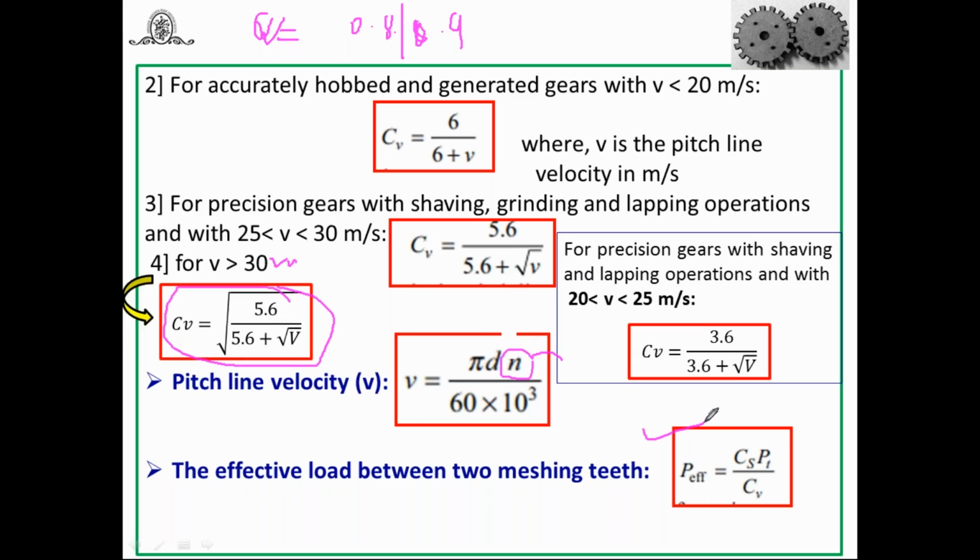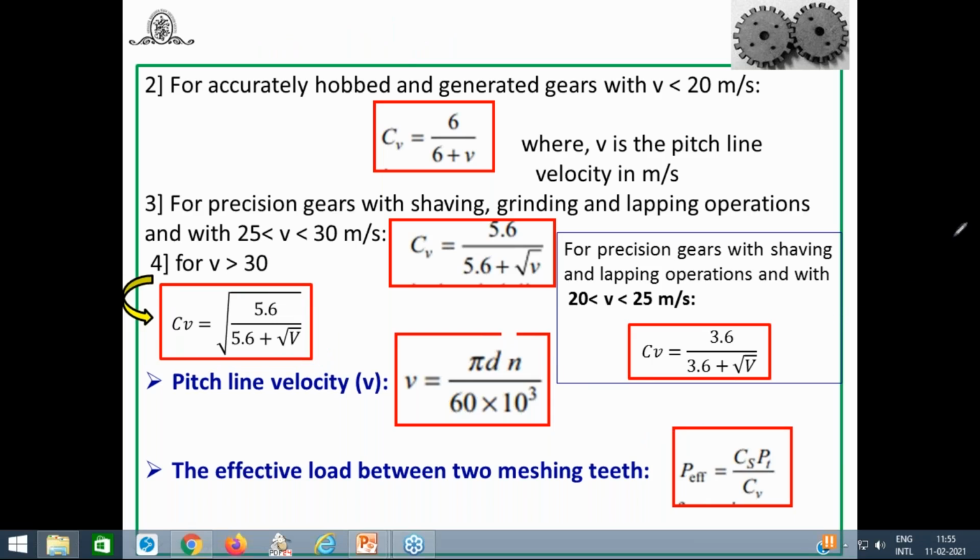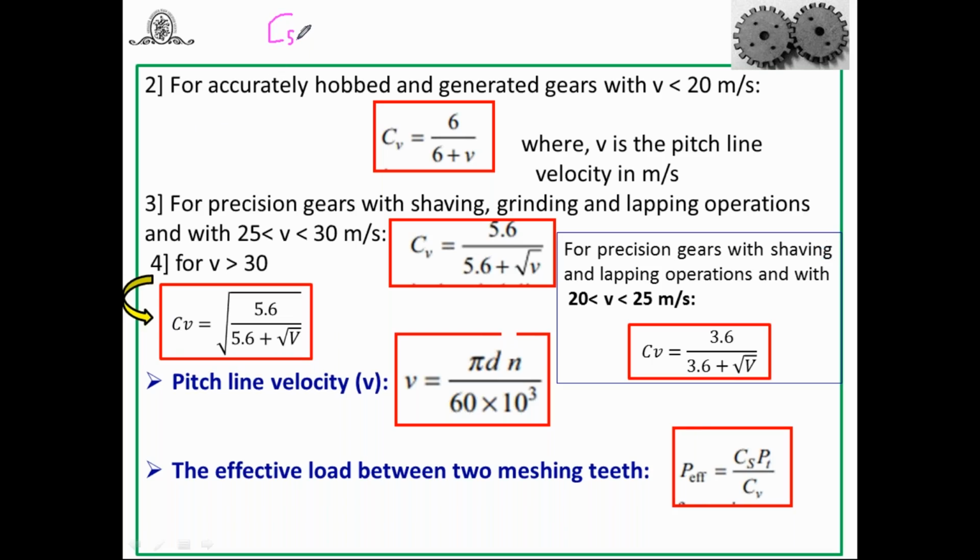Okay, now let us see. Once you know the CS, means service factor, you know the torque transmitting component or force, that is PT, and once you know the CV, that is the Barth factor or velocity factor, in preliminary stages of gear design. Once you know CS, CV and PT, what you have to do? You have to find out the effective load between the meshing teeth.